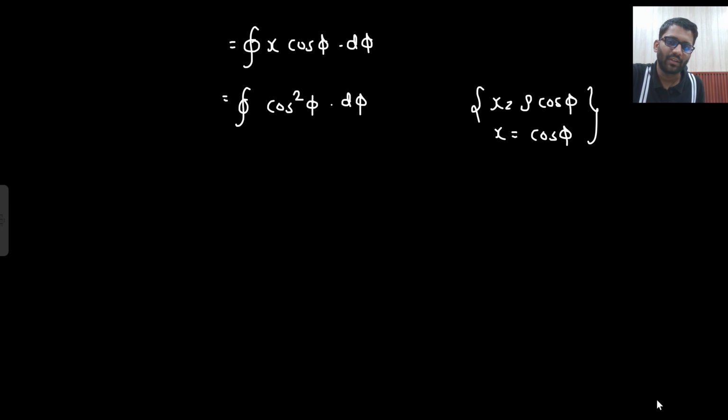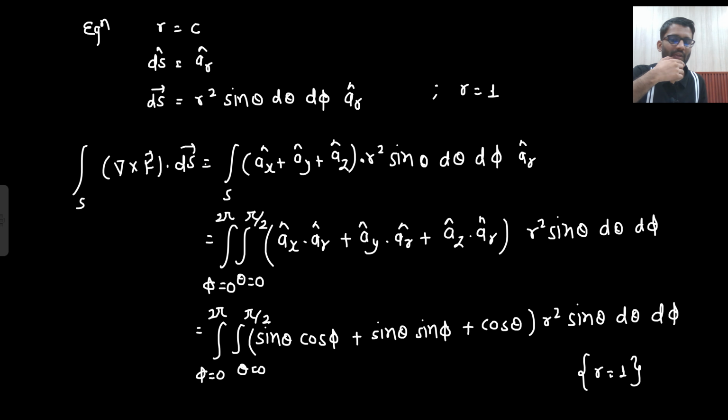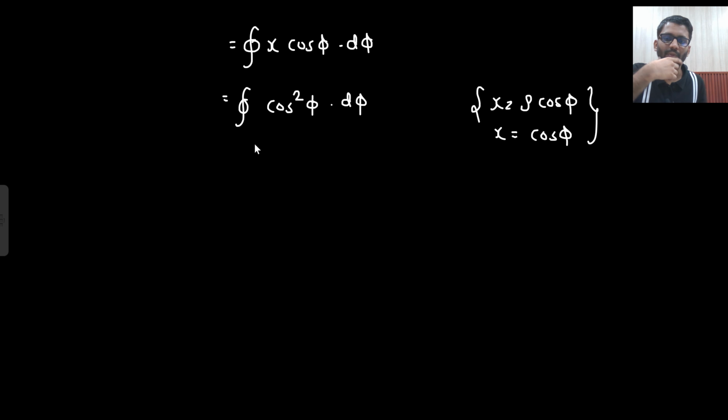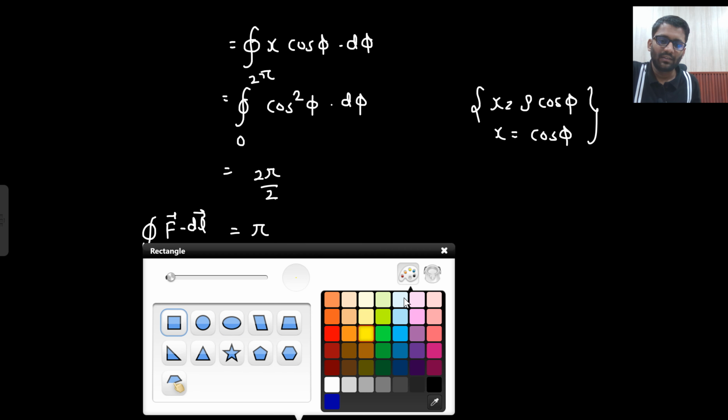Now you need to take the limit. Phi is changing from 0 to 2 pi. So if you solve it, what are you going to get? Whatever the limit you see on the upper side, just divide by 2. This is what I told you, right? If you remember the previous lecture, I told you some trigonometric formula. So whatever the limit you see, just divide by 2. So what is the answer you are getting? Pi. So this is the answer of f dot dl. So very easily I am able to get the final answer.